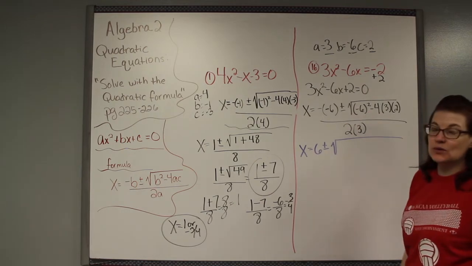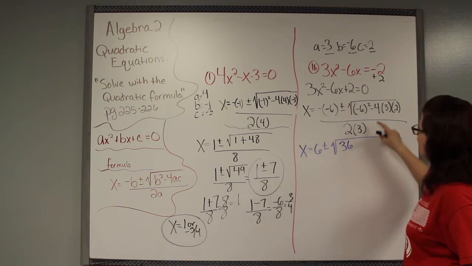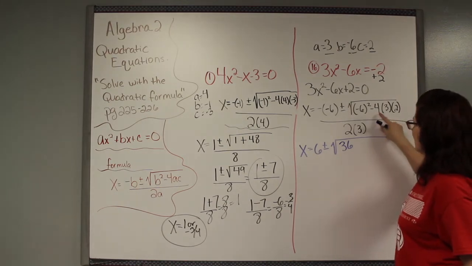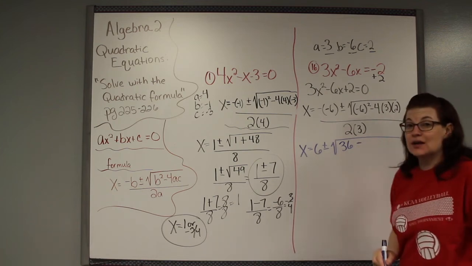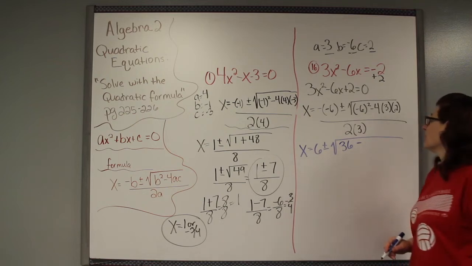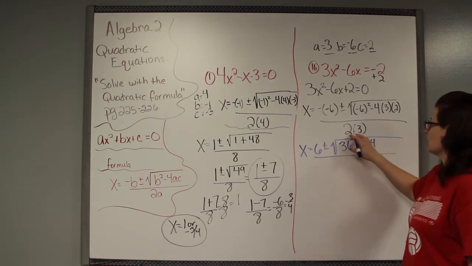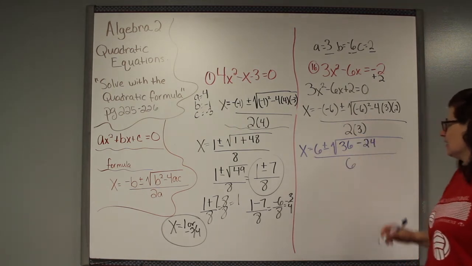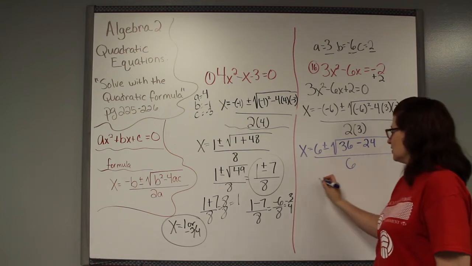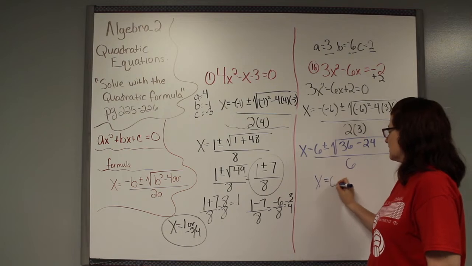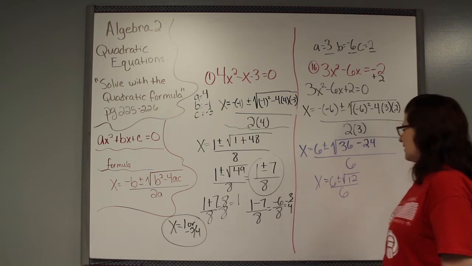Negative 6 squared would be negative 6 times negative 6, so that would be a positive 36. And then if I look at this, there's one negative. That one's positive, that one's positive, so this will stay negative. Okay, 4 times 3 is 12, and 12 times 2 is 24. And then that goes over 2 times 3, which is 6. All right, so now I got to do 36 minus 24, which should be 12. So I would have x equals 6 plus or minus the square root of 12 over 6, okay?